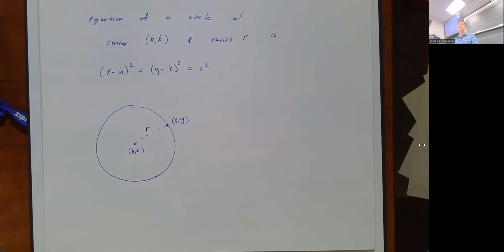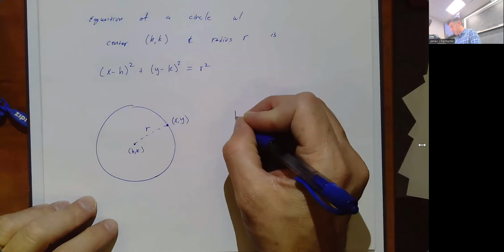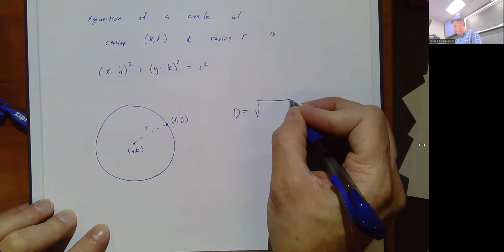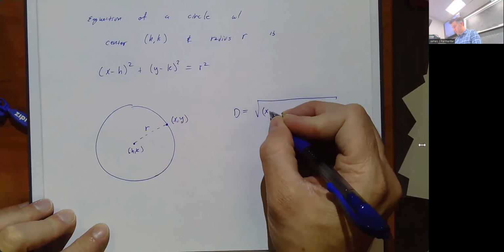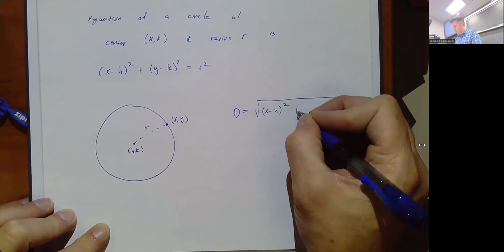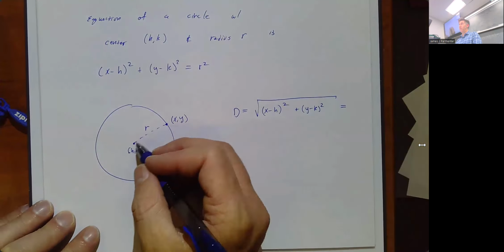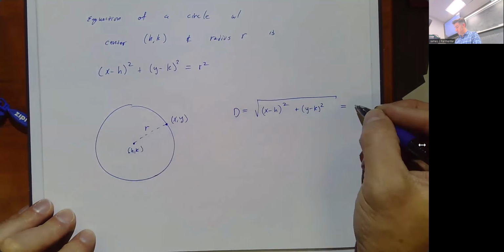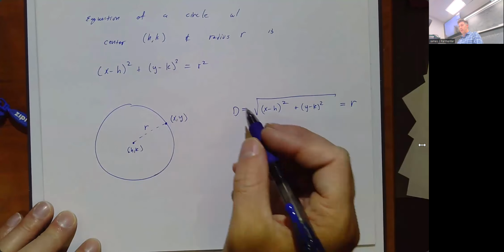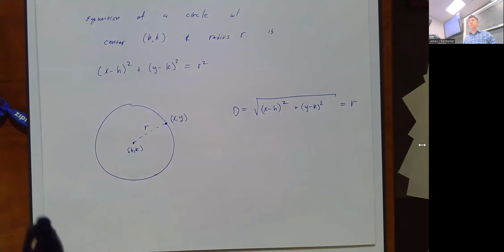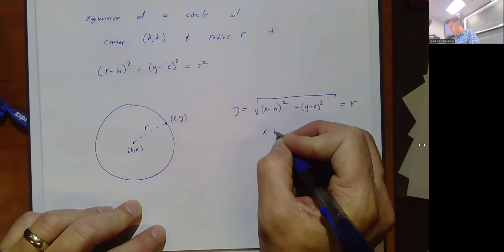Well, every point on the circle is the same distance from the center. Okay, great. I know the distance equation, so do you. The distance from that point to that point is the square root of the difference in the x coordinates squared plus the difference in the y coordinates squared. And it's equal to whatever the value of the distance actually is, which we're calling the radius. And then if you square both sides, you exactly end up with your equation of the circle. So really the equation of the circle is just a result of the distance formula.